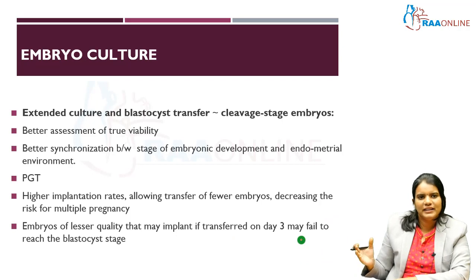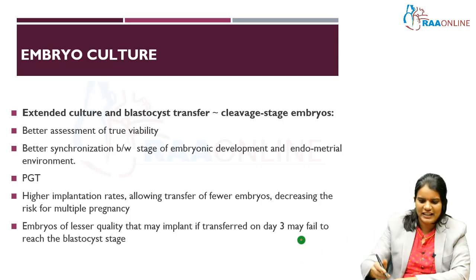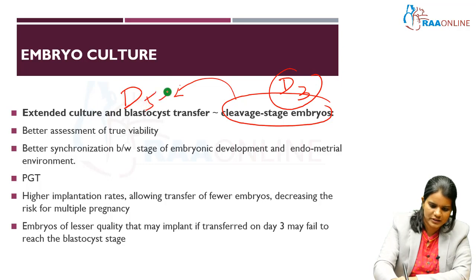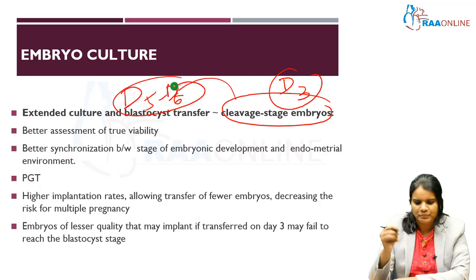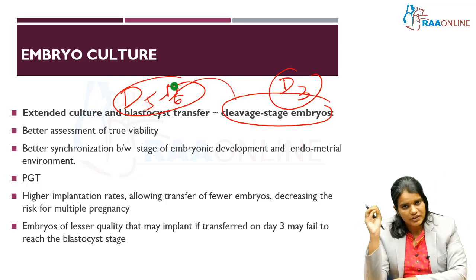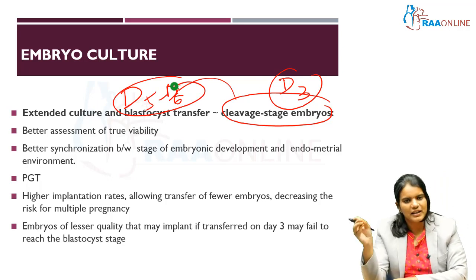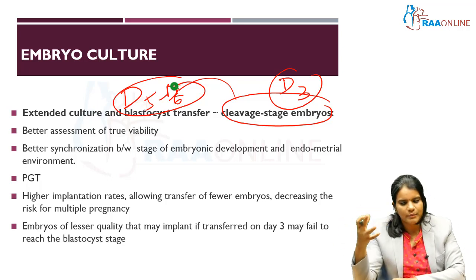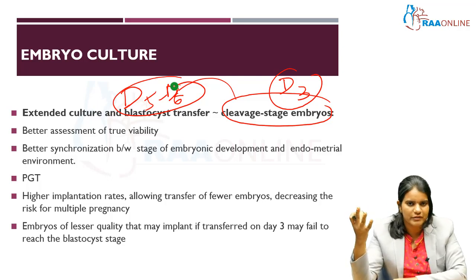Now, the most important thing is extended culture. We do the extended culture. See, the cleavage stage embryo is the day 3 embryo or pre-compaction embryo, and after that you get the blastocyst, that is, 5th day or 6th day embryos are blastocyst embryos. That is because blastocyst is better. Most of us do the blastocyst culture because of the better assessment of viability and better synchronization between endometrial development and embryonic development. You can do a PGT on the blastocyst embryos. It has higher implantation rates, and fewer embryos will be formed, but we will be able to transfer more potential embryos, and we will be able to avoid all the weaker embryos.